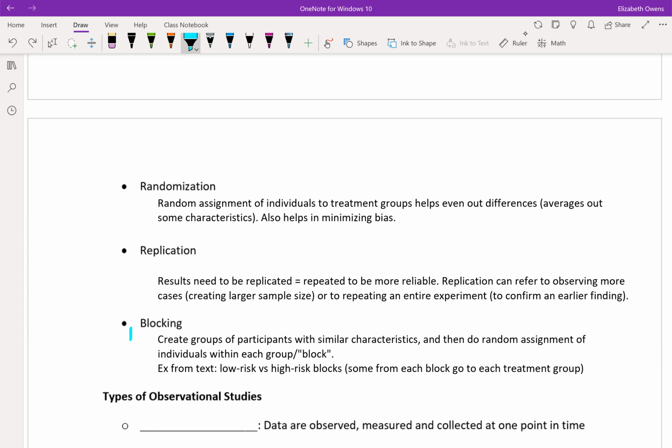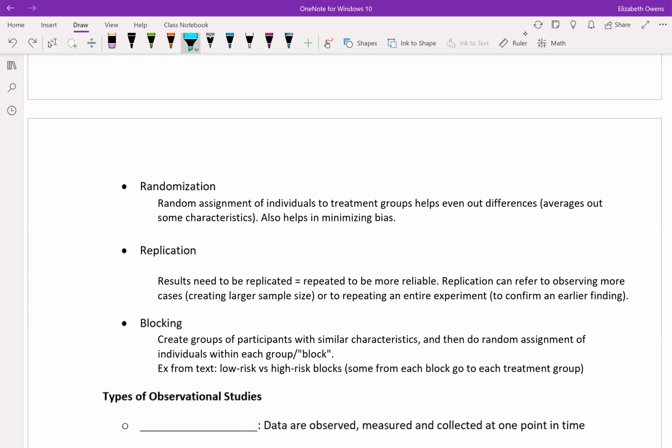Then the last principle here is the idea of blocking. And this is kind of another way to think about random assignment here. You can create groups of participants with similar characteristics and then do random assignment within each of those groups, or those would be called blocks. That's why it's blocking. So the textbook actually had a pretty good example for this.